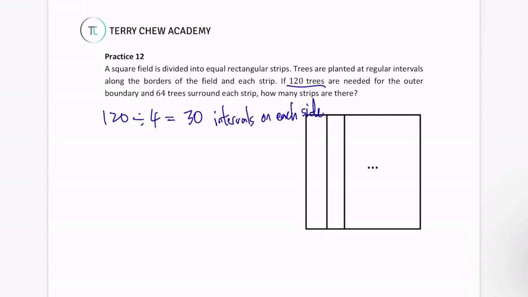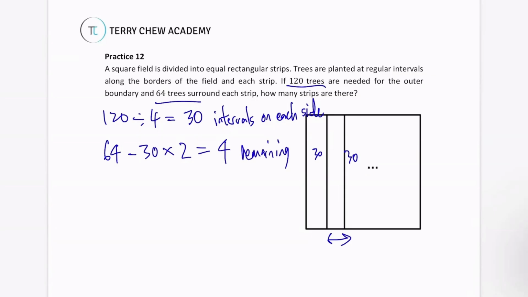Now, 30 intervals on each side and 64 trees surround each street. So this thing over here is a street. What you want to do is find out how many there are on both ends, right? You know that here has 30, here has 30. So what you can do is 64 minus 30 times 2 and you actually get 4 remaining, okay? So you got 4 remaining.